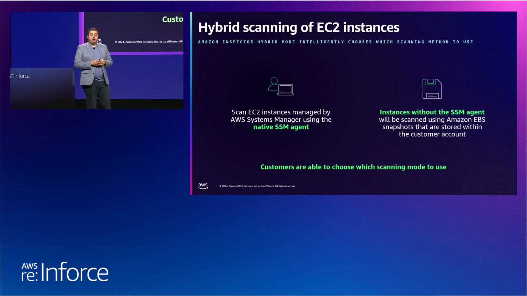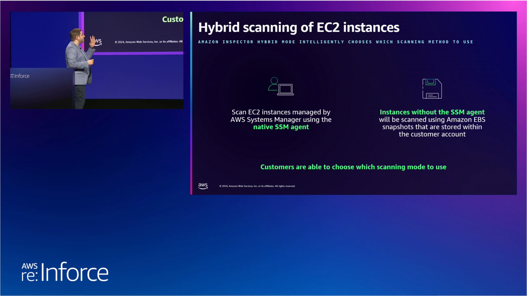Specifically, a couple of important capabilities that Inspector has. It offers what we call hybrid scanning of instances. So traditionally, the way to scan vulnerabilities on instances has been through an agent. AWS offers the systems manager agent that's installed by default on most EC2 instance types, giving you easy visibility into most of your instances. But there are a couple of instances on which the agent cannot be installed because of regulatory requirements or because they're just from a version that does not support the agent.